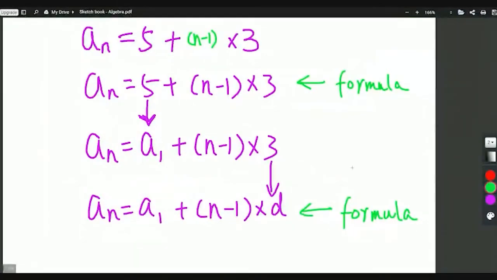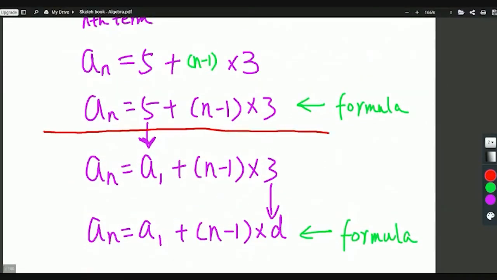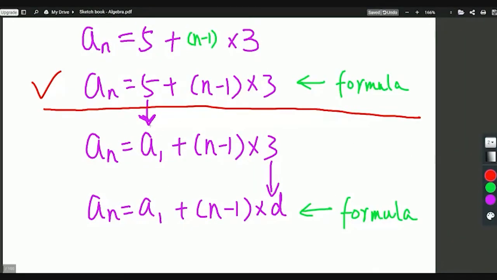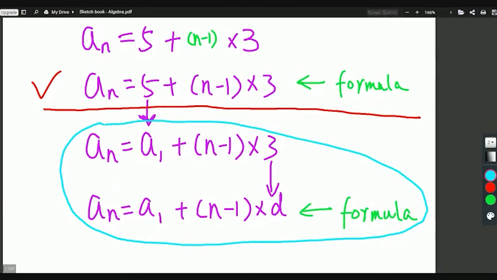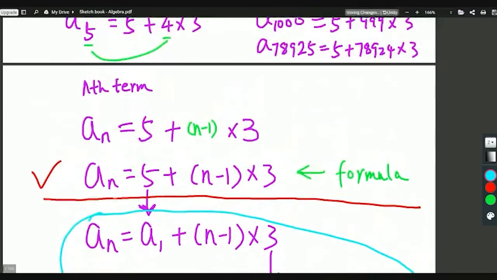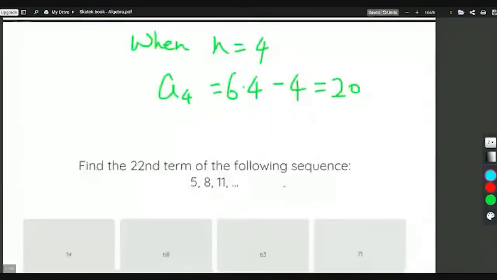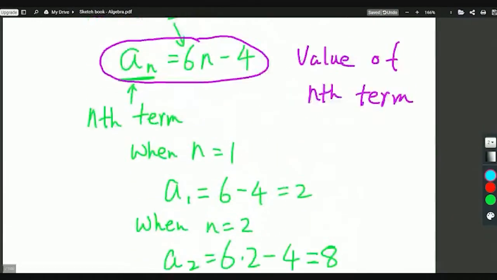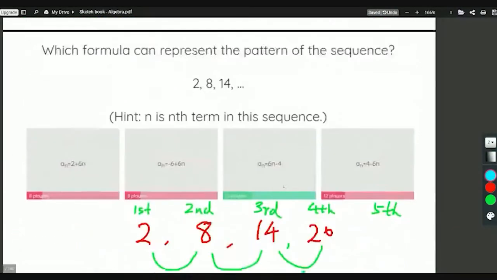Let's go back. So we all agreed here. You know what? We can forget about this right now. We don't need to just jump here. Let's just stop here. The nth term is 5 plus n subtract 1 and times 3. Okay, now let's go back to this question.